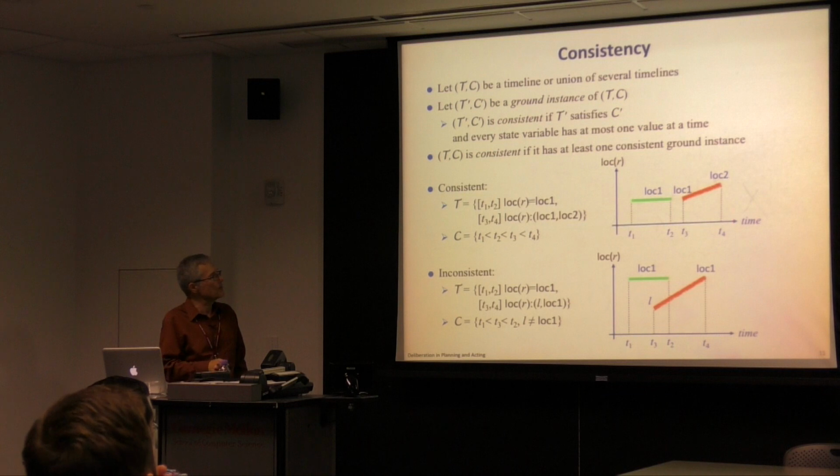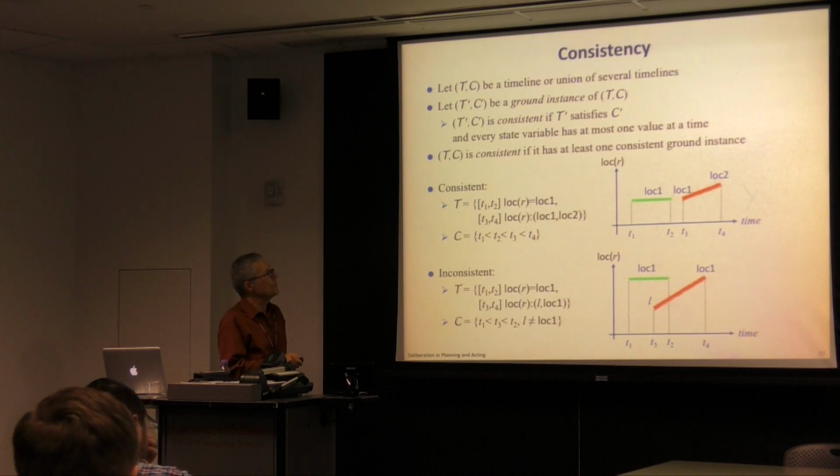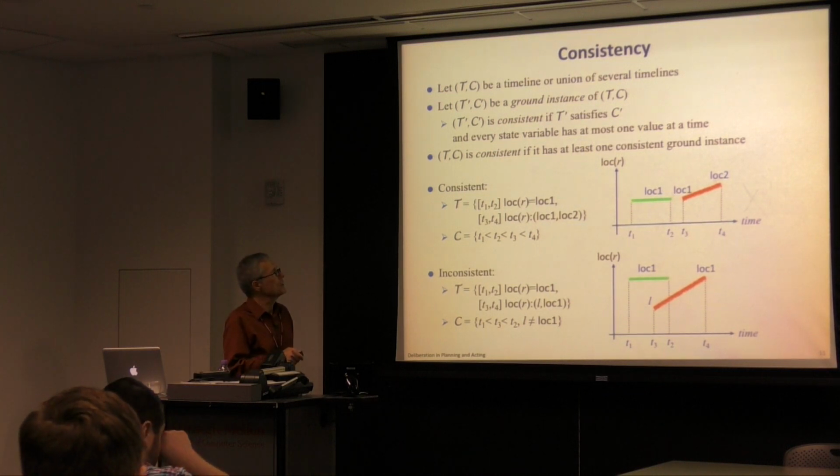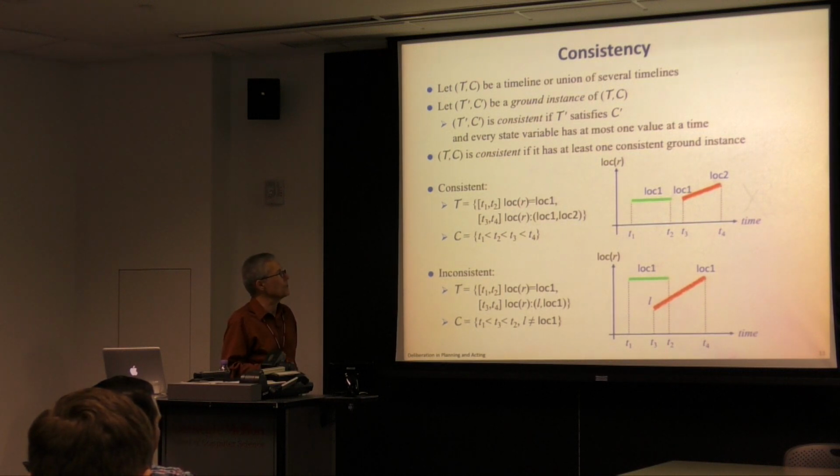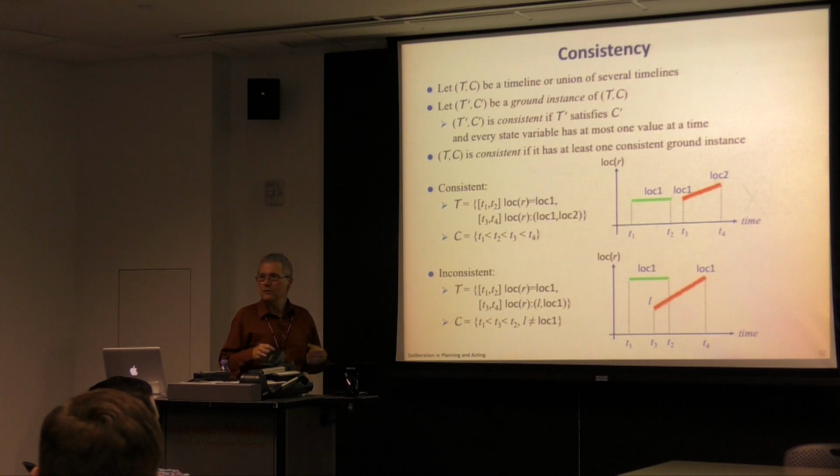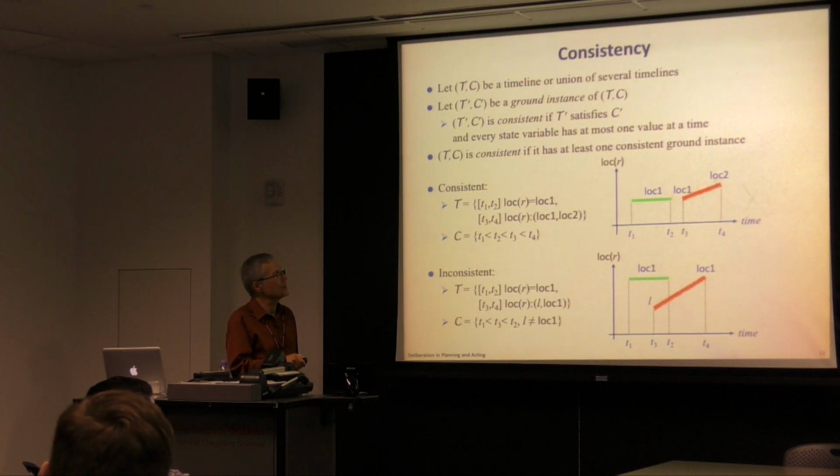So here's an example of a consistent timeline. Over this time period, the location of robot r is loc1. Over this time period, it changes from loc1 to loc2. And we have constraints saying that these four time points come in that order. So there's no conflict between this and this.